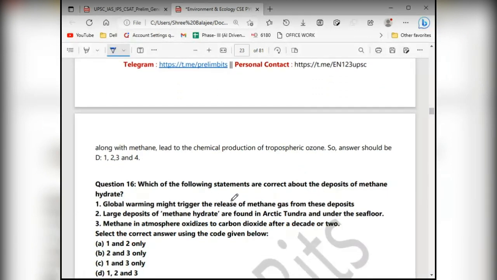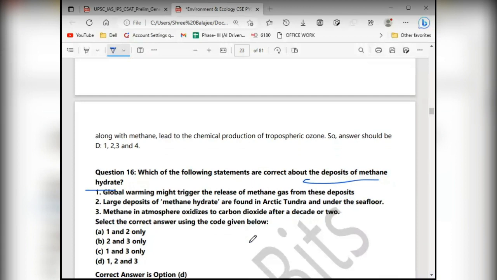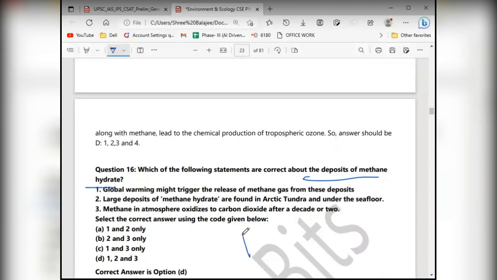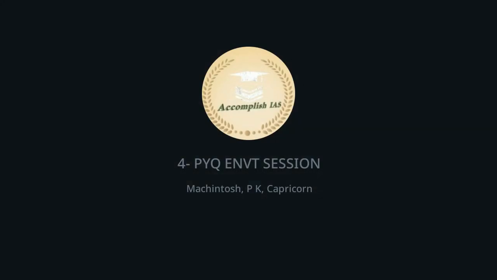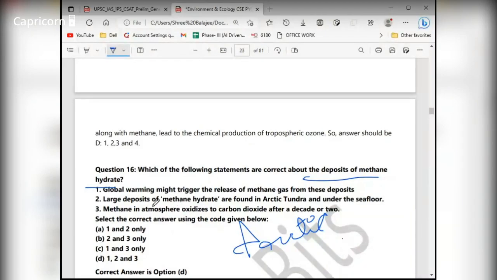Okay, the next question is about the deposits of the methane hydrate. So methane hydrate के सबसे ज्यादा, अभी recently जब news आई थी, so आर्कटिक में उसके जो extractions हैं वो किए गए थे, वहां पे बहुत ज्यादा resources मिले थे. Now let us see the statements. What are the statements provided here?